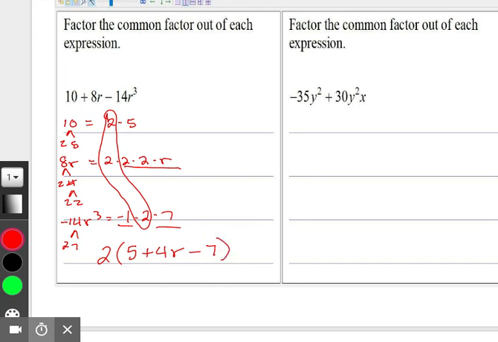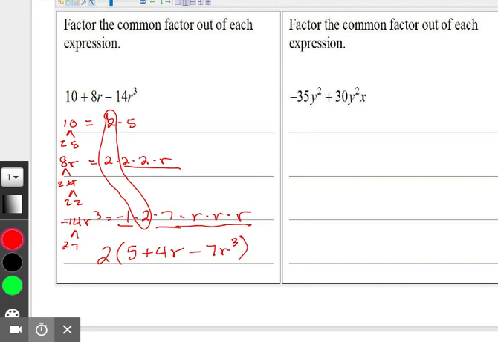Oh, Lord. Apologize, guys. If you notice, I forgot to put my 3 r's and my r to the third. Okay. Now, it didn't affect my final answer, but I have more left over there. So it'd be negative 7r to the third.